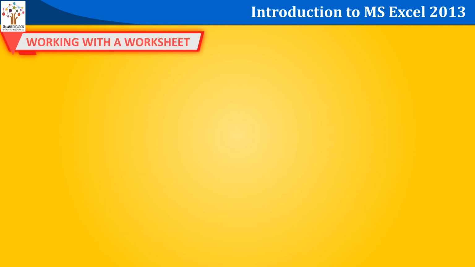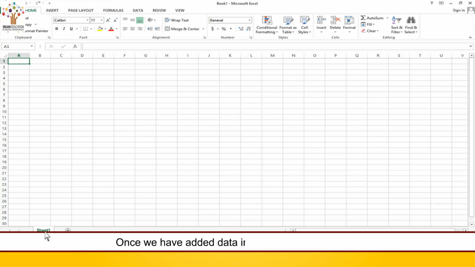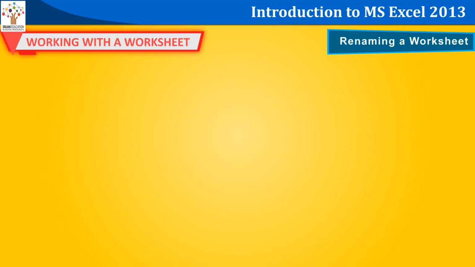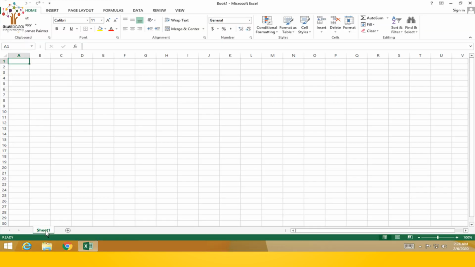Working with a worksheet. Once we have added data into a worksheet in Excel, we may need to modify the existing worksheet in the following ways. Renaming a worksheet. Double-click the Sheet tab of the worksheet which you want to rename, or right-click the Sheet tab and then choose Rename. Type a new name and press Enter.